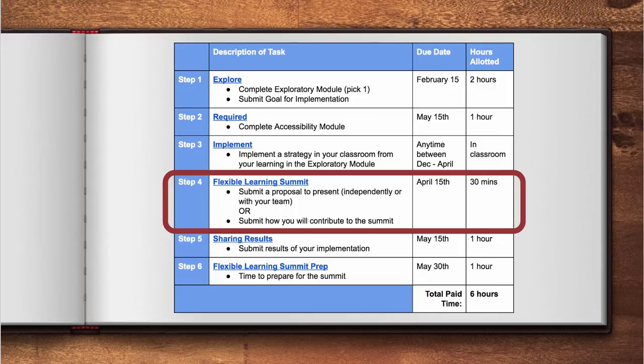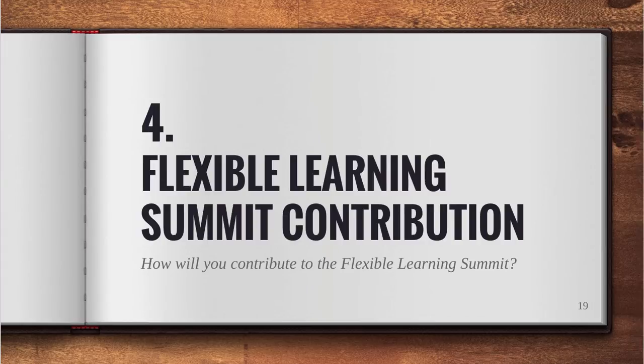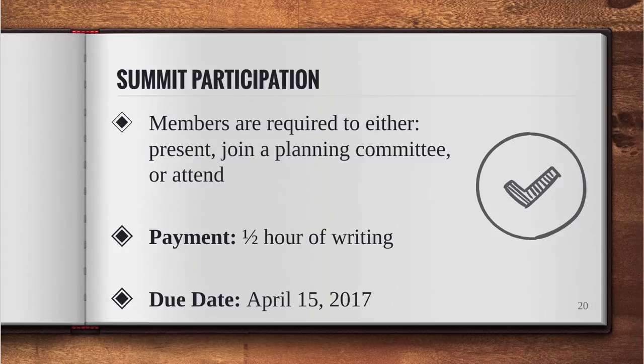Step 4. Identifying Summit Contribution. In early spring, you will be asked to identify how you'll be contributing to the Flexible Learning Summit. You can choose to present with your team or independently. Members are encouraged to present on the exploratory topic they studied and implemented. All presenters are required to submit a short session proposal outlining what attendees can expect to learn or discuss at your session. This information will be utilized to create the summit schedule and session outlines.